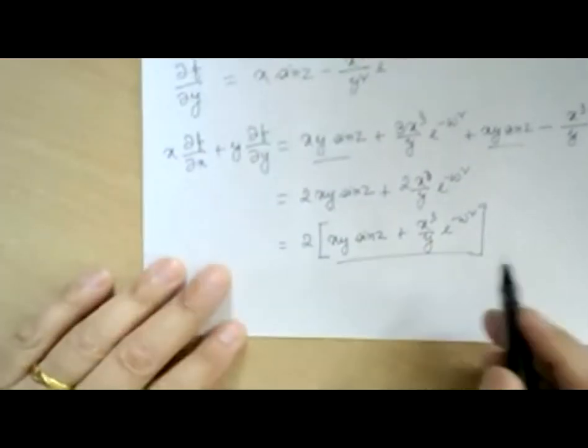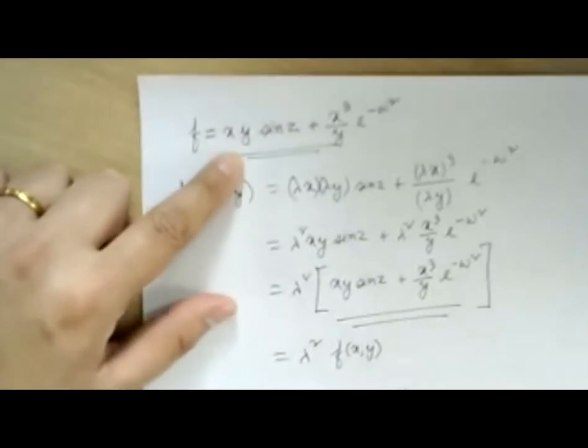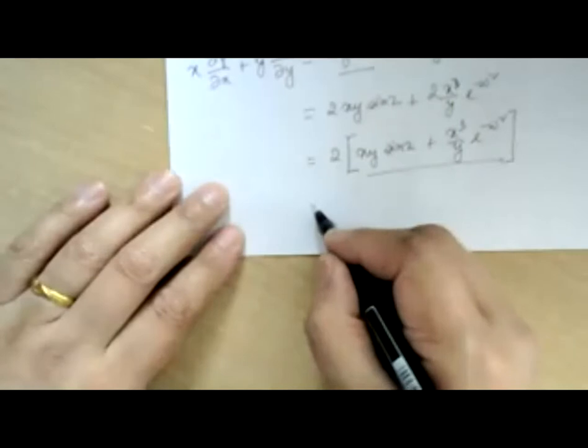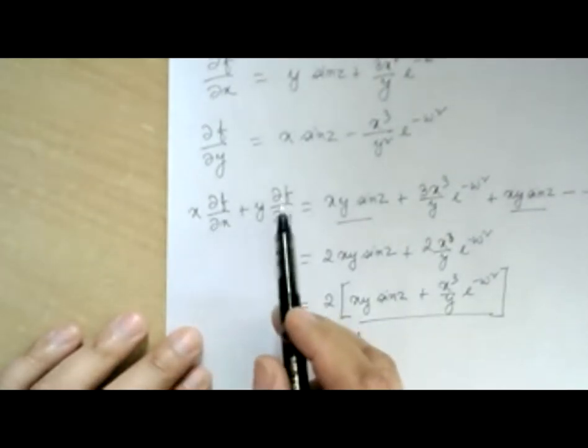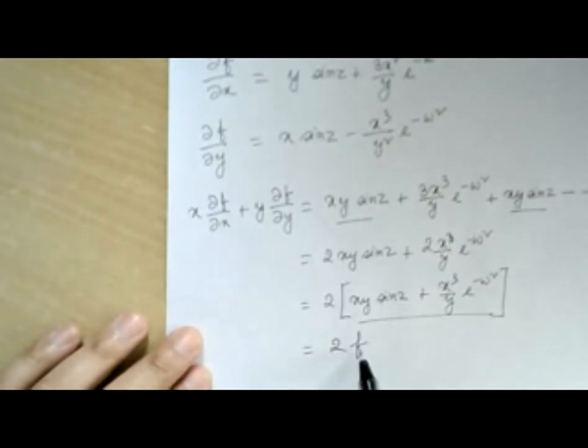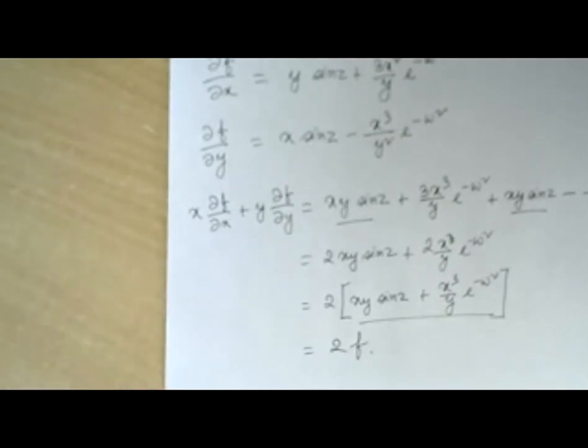And this expression is the same as the given function. So this is nothing but 2 times the given function, 2 times f. So from this we see that the given function satisfies Euler's theorem. x times del f by del x plus y times del f by del y should be p times f, where p is 2. So from this expression we see that the given function satisfies Euler's theorem.